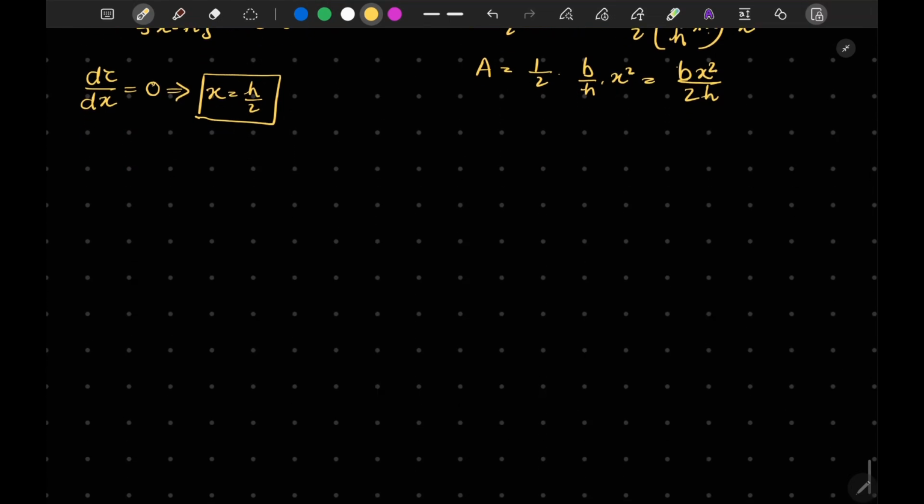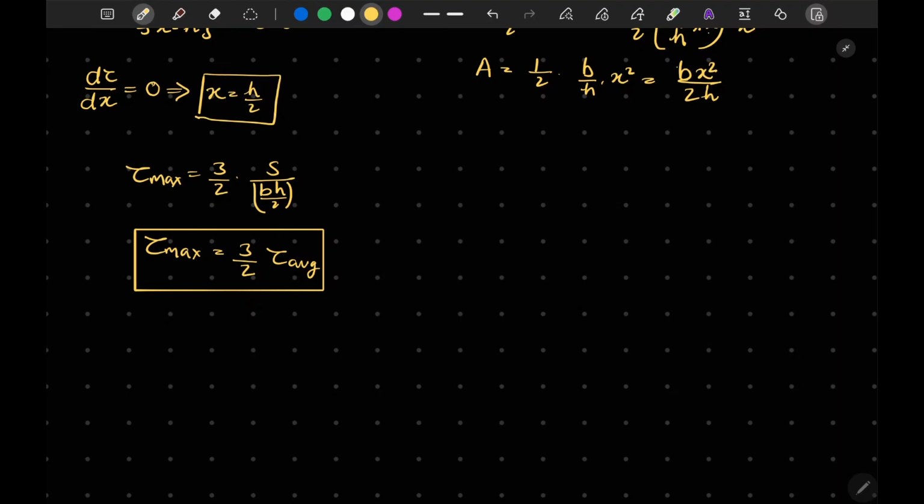Okay, now if I want to calculate tau max, I can write tau max is equal to 3 by 2 times of S upon bh by 2. So let me write it in the next line only. So tau max will become 3 by 2 times of tau average. So this relation is similar to that we have obtained in our rectangular section.